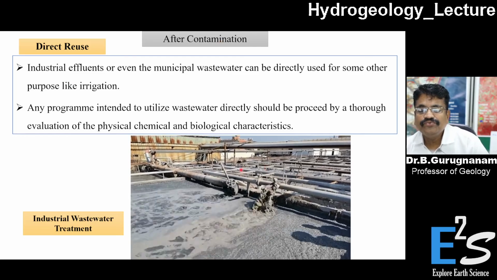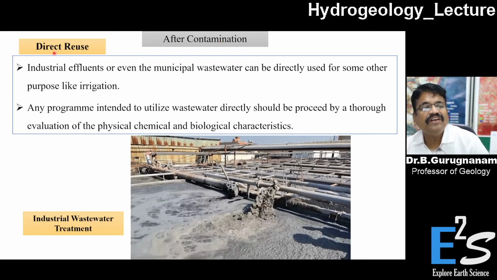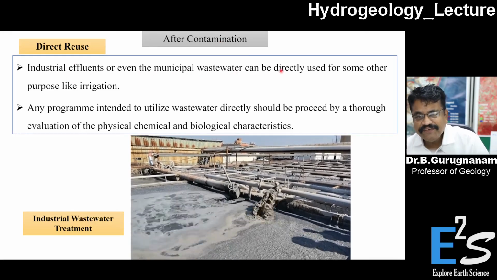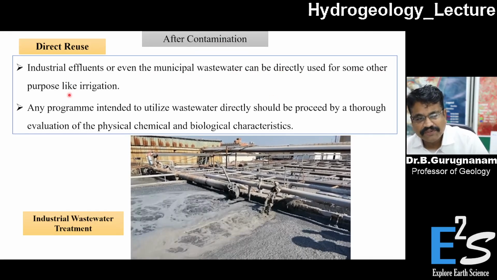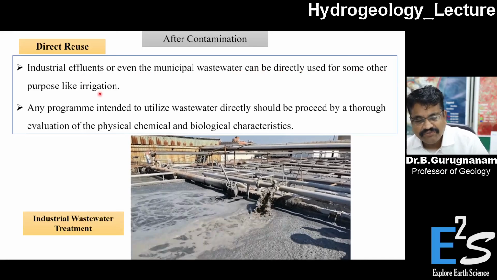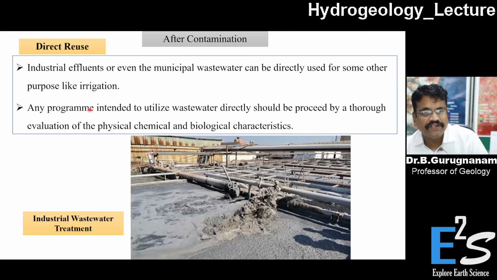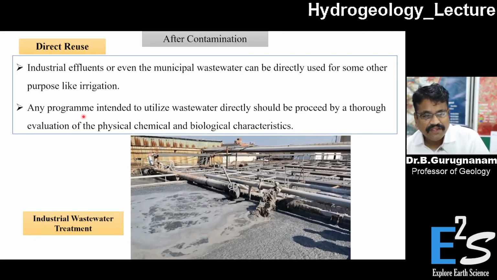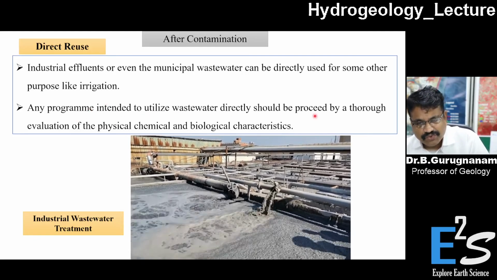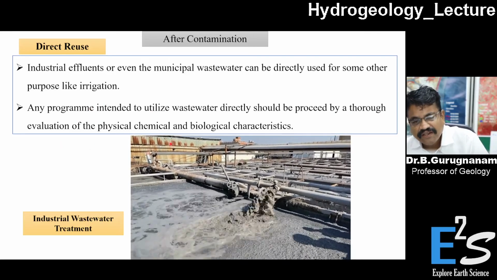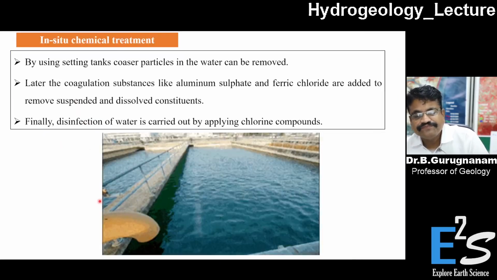That huge amount of water after contamination, industrial effluents or even municipal wastewater, can be used directly for other purposes like irrigation. You will have to check whether the water is good, and then use it for agriculture. Any program intended to utilize wastewater directly should be preceded by a thorough evaluation of physical and biological characteristics.